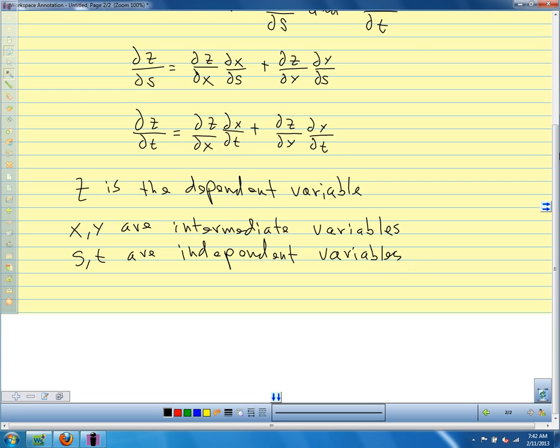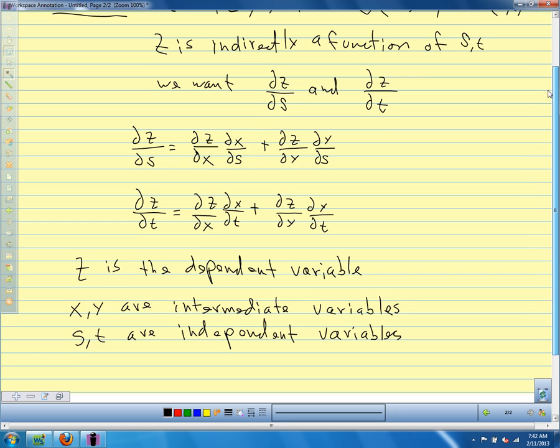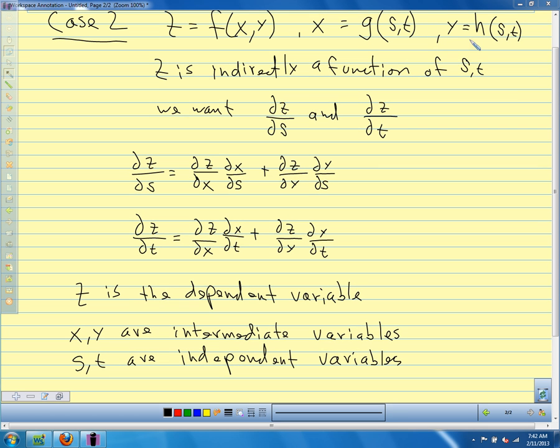So when we have a chain rule, in this case, we want to express our final answers in terms of the independent variables. So z might be expressed in terms of x and y, but when we take our partial derivative with respect to s or with respect to t, we want to express our answer in terms of s and t. Those are our independent variables. We don't want to express it in terms of the intermediate variables. So questions on kind of the development here. Again, chain rule not really complicated, not really that different from the single variable chain rule.